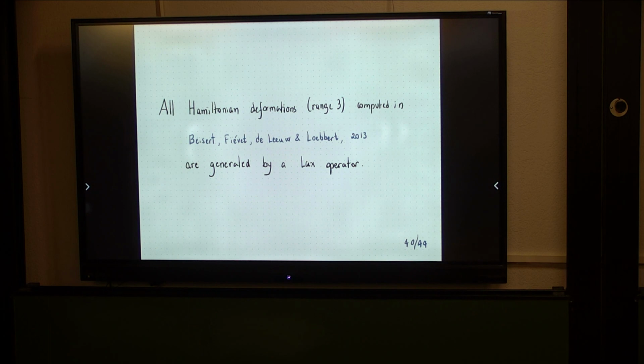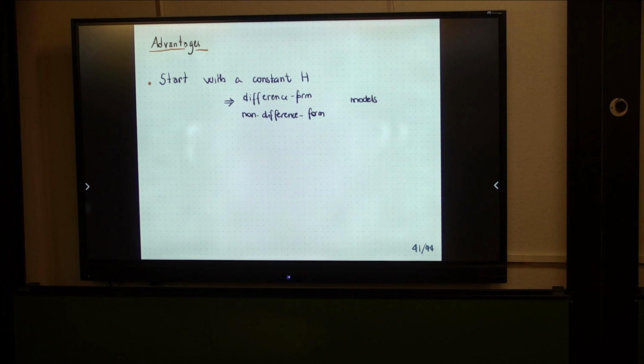The advantages of the method, in our opinion, is that you start with a constant h, but you still can find non-difference form models. Some of them will be really non-difference form. Some of them, if you make some transformation, you'll see that actually you can rewrite in a difference form way. But you don't need to choose in advance if you expect your model to be non-difference form or not. It's a good thing when you start with a Hamiltonian and you want to discover if it's integrable, or you start with some deformation and you want to know if that is integrable.